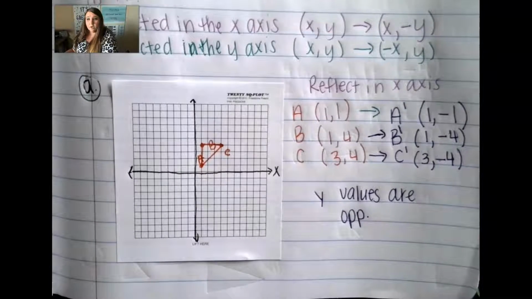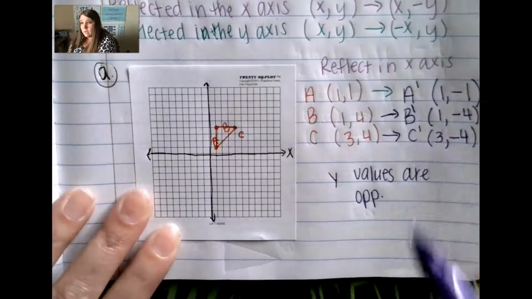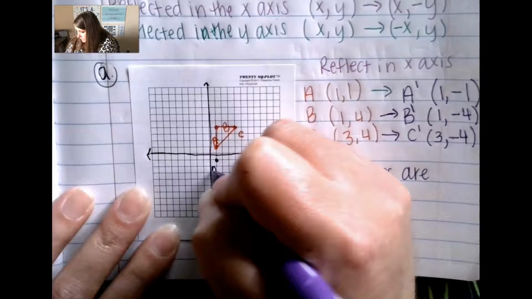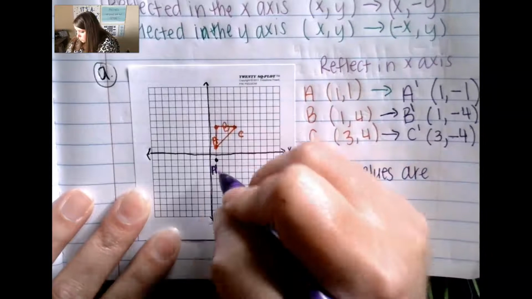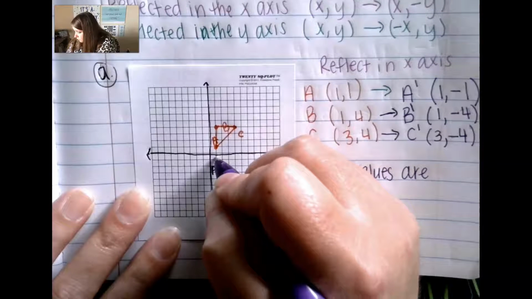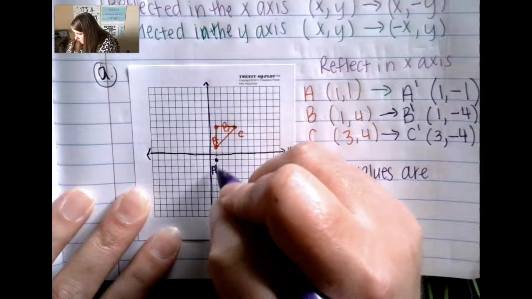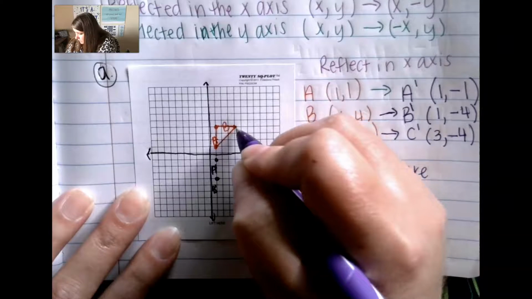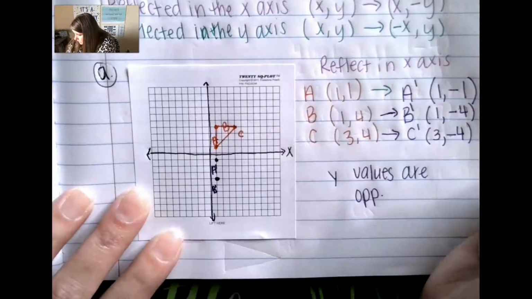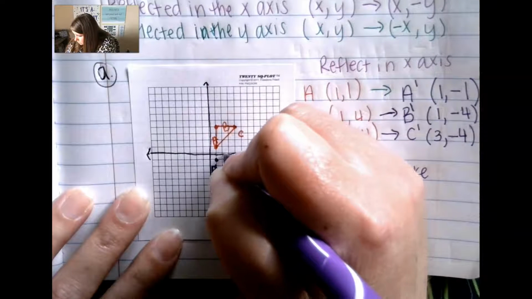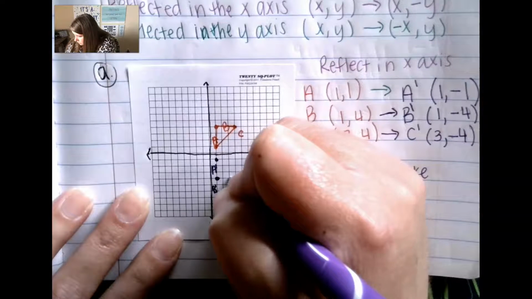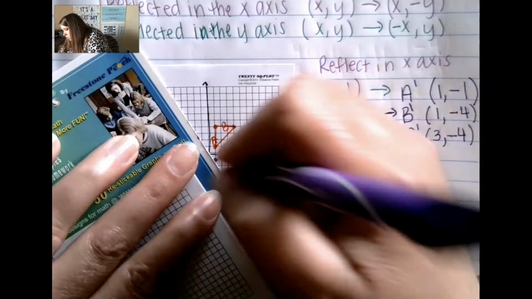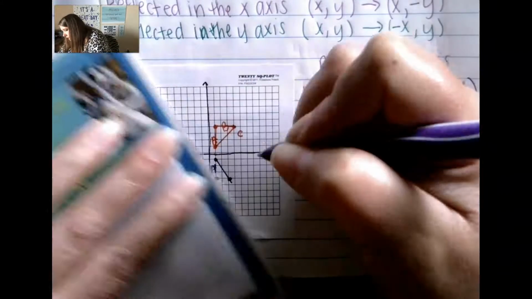So now we can go ahead and graph this. So point A1 is at 1, -1. So over 1, down 1. That's A reflected, A1. B is 1, -4. 1, 2, 3, and 4. So there's B1. And C is 3 over 1, 2, and 3, and down to -4. It is the same triangle. It has just been reflected over the x-axis.